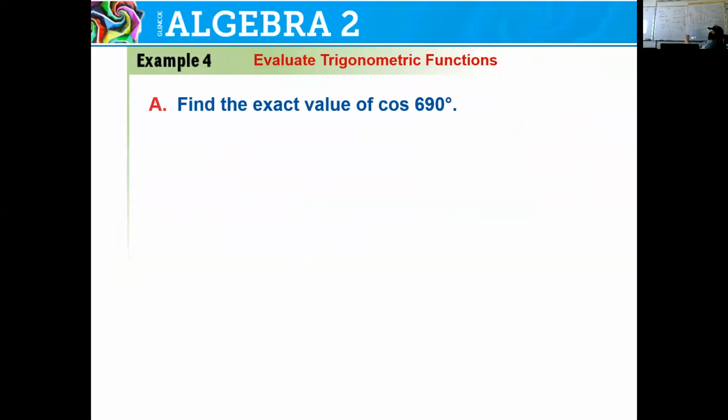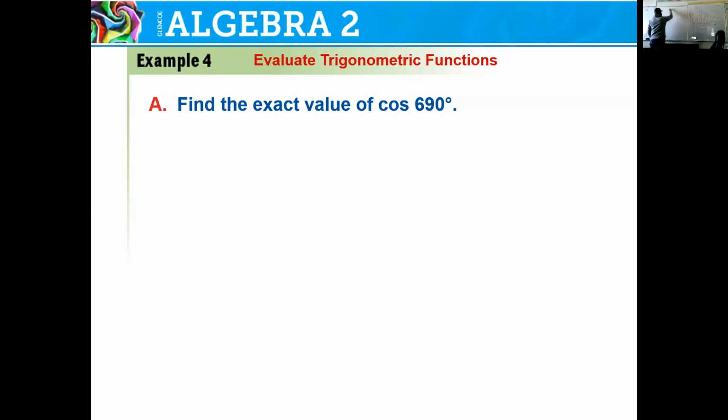Okay. So here is where we get to kind of put it back into trig, knowing our periodic function, okay? Because your sine and cosine and tangent and cosecant, secant are all periodic based upon the degree of the angle. So it says find the exact value of cosine of 690 degrees.